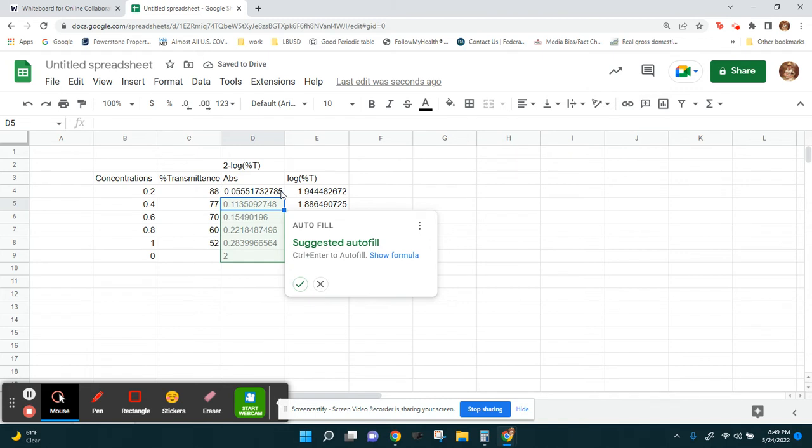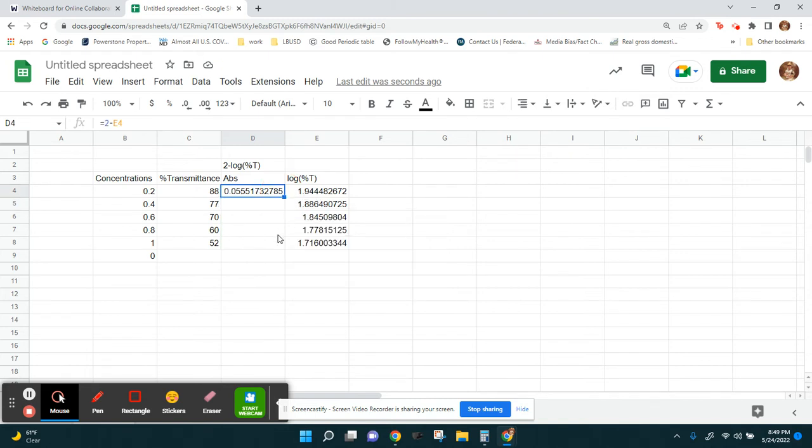And then it'll ask you if you want to autofill. You could do that. In case it doesn't, I'm showing you how you can do that. So now that I have that, here's my formula, 2 minus whatever E4 is. Remember that E4, this cell right here, is the logarithm of C4, right over here. Then I can just copy and paste down, and it gives me all my answers. So this is my absorbance.